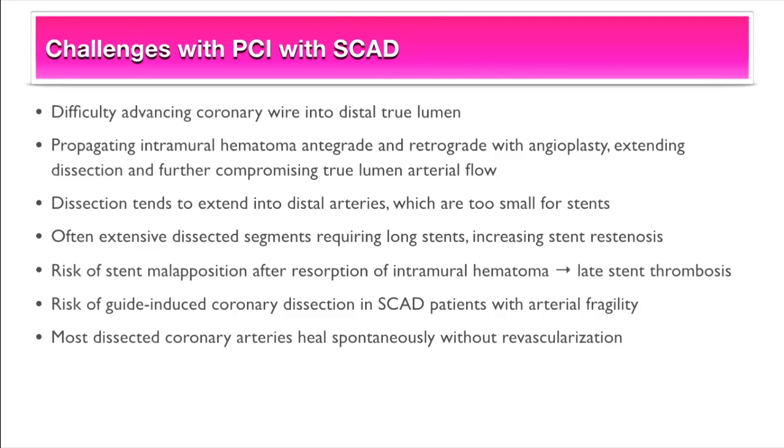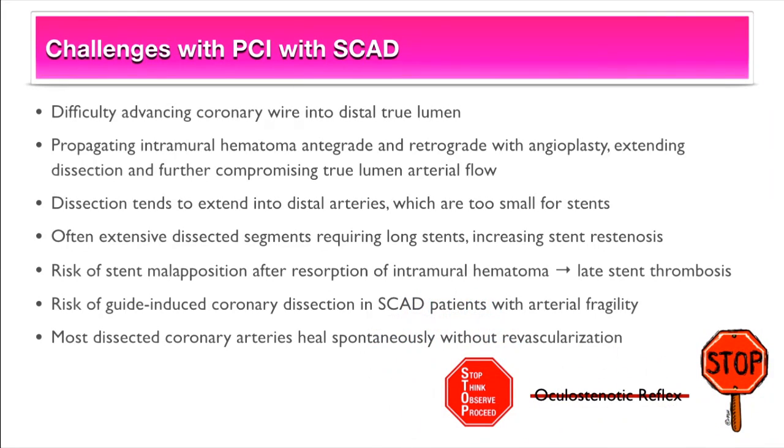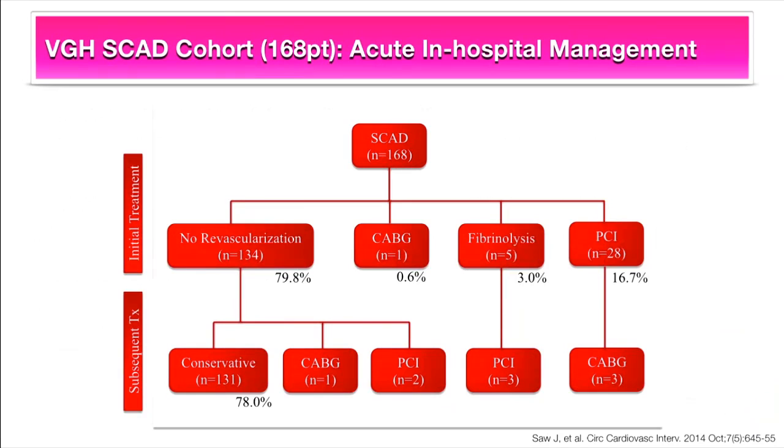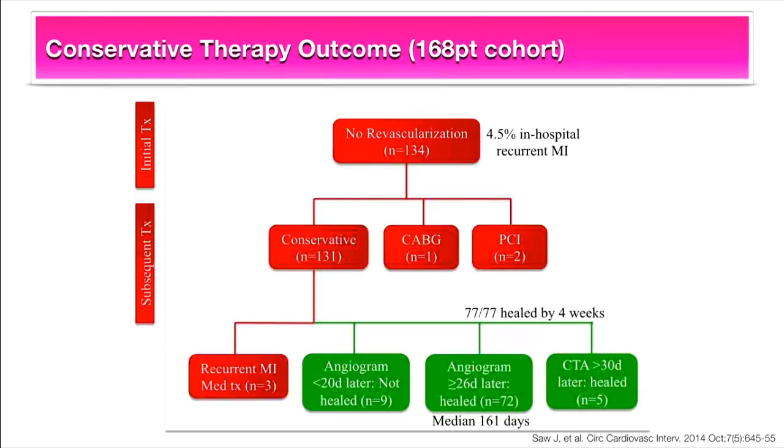Also, very importantly, most dissected arteries tend to heal spontaneously without revascularization, and therefore we need to avoid the oculostenotic reflex. Now, when we look at our series of patients with SCAD, 80% were treated conservatively, and 17% underwent PCI. Overall, in this population, a third were unsuccessful. Of the remainder that were successful or partially successful, a lot of them required reintervention. Overall, durable success was only 30%.